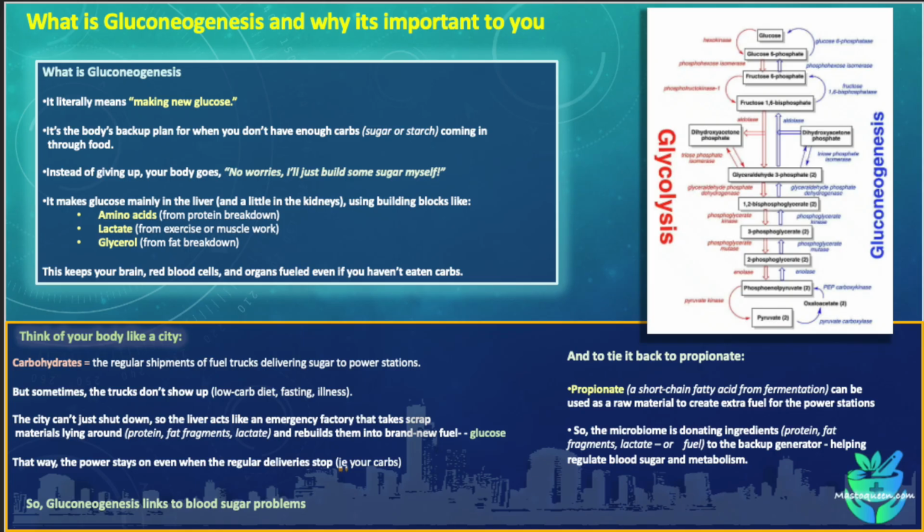Now, to tie this back to the microbiome, propionate, which is a short-chain fatty acid produced during fermentation, can be used as raw material for gluconeogenesis. In this way, the microbiome actually donates ingredients like protein fragments, lactate, and propionate, which we have mentioned several times in this slide, to the body's backup generator. This helps regulate blood sugar and metabolism.